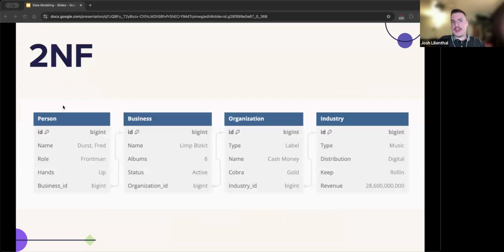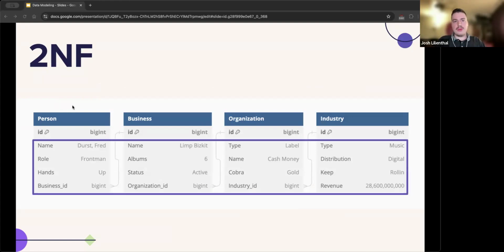So let's move on to 2NF. Firstly, every normal form assumes you meet the standards for the forms that came before, so the first rule of 2NF is that you must be normalized to 1NF. The next rule is that every non-key attribute, what you see highlighted here, which is every property besides the primary key, must be dependent on that primary key.